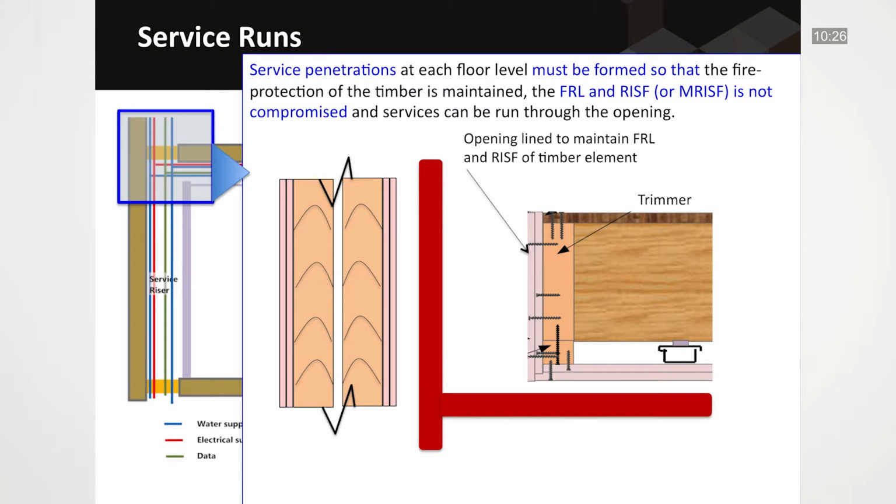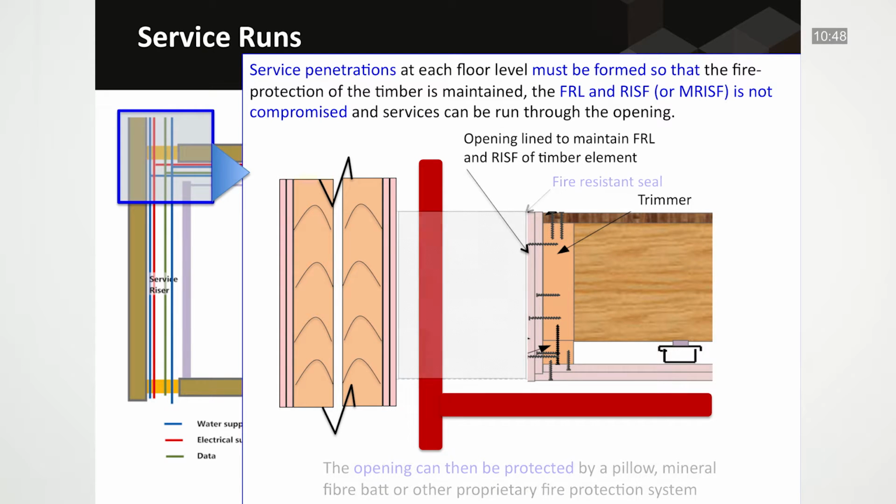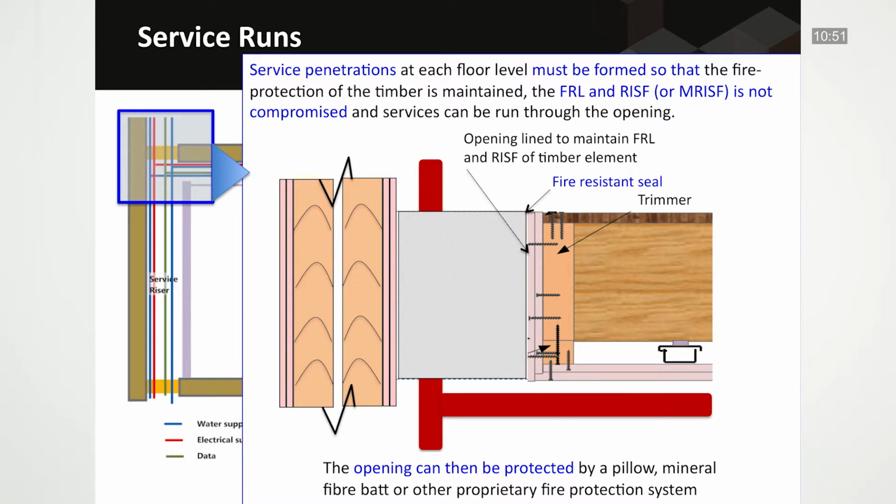Looking at a vertical service riser where it penetrates the fire-protected floor ceiling system. It must be noted that the opening at each floor level needs to be formed such that no timber is exposed, the fire-rated plasterboard covering all horizontal and vertical faces as seen here. This then means that the FRL and RISF requirements are not compromised and services can be run through the opening. The actual opening can then be protected using a fire barrier pillow, mineral fibre bat or other proprietary fire protection system. This approach allows the opening to be altered and then readily reinstated if any additional services need to be run.